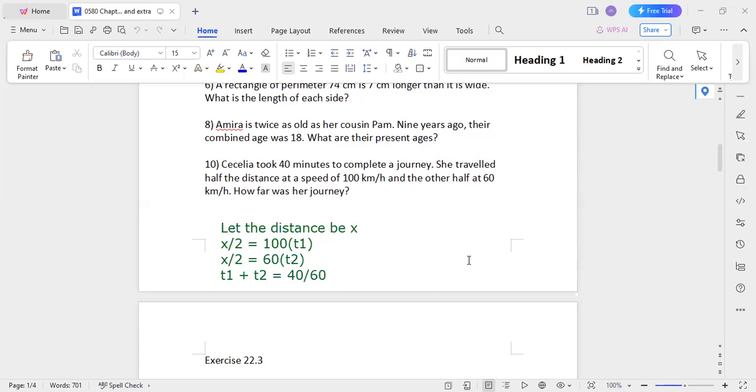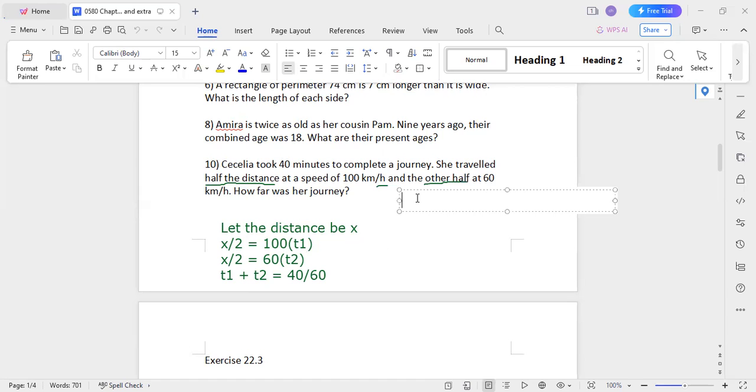So what do I mean by this? When we set our distance equal to x, we know speed is distance over time. So distance is speed times time. If she takes half the distance at the speed of 100 kilometers per hour, x over 2 is equal to 100 times, let's say our time is time 1, because we do not know what it is. And if you do the other half at 60, let's call it time 2. So if we add both times together, it's equal to 40 minutes. We need to express it in hours to make it easier, so it's equal to 2/3. We set up a simultaneous equation here.